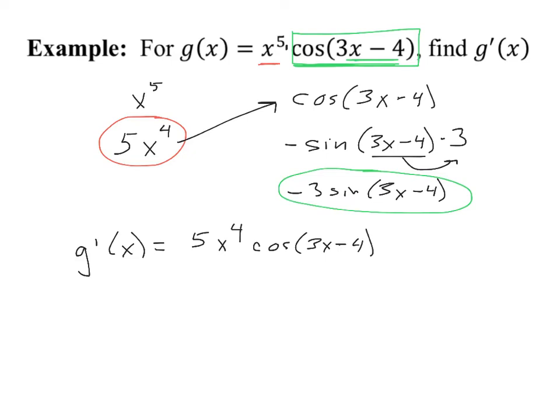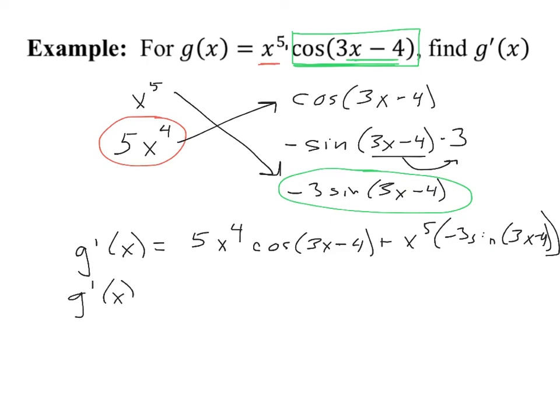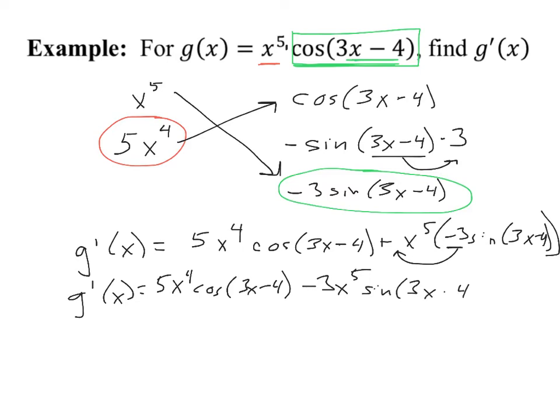And then we're going to do plus. Plus, we're going to leave the first function alone and multiply by the derivative of the second thing. So this would be x to the 5th times negative 3 sine of 3x minus 4. And there's some beautification that can be done here. We can make this 5x to the 4th cosine of 3x minus 4. Over here, I'm going to pull this thing to the front and make it negative 3 x to the 5th sine of 3x minus 4.